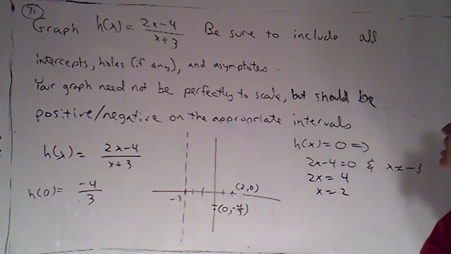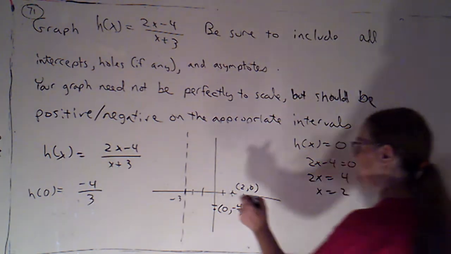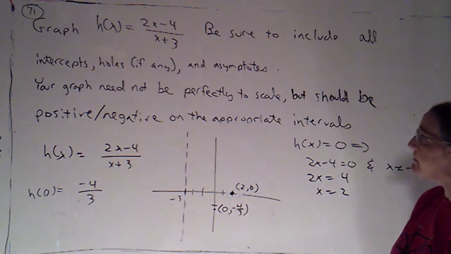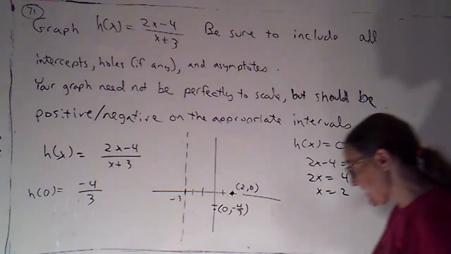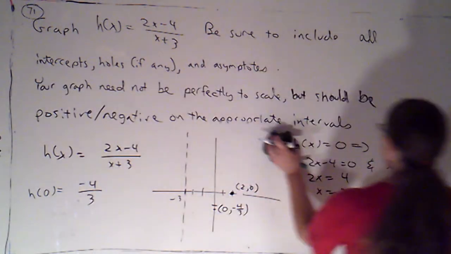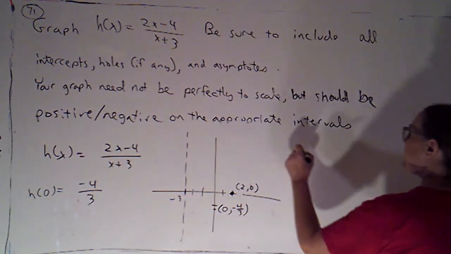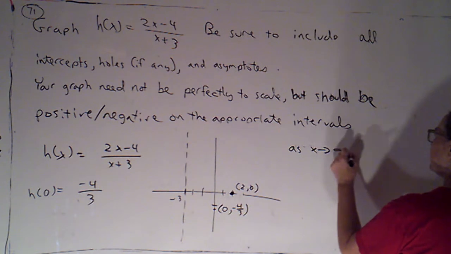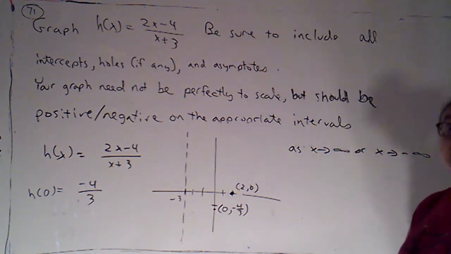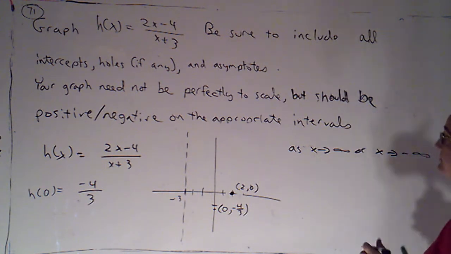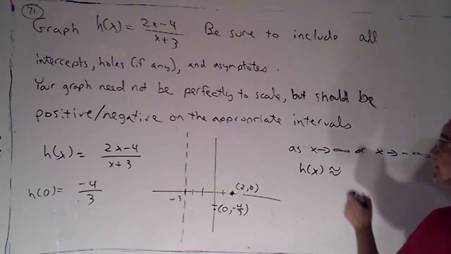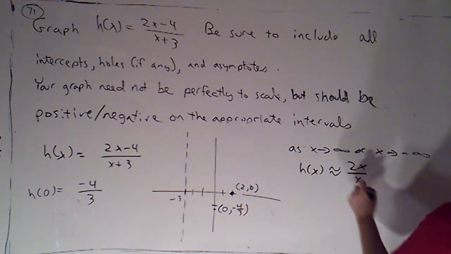Okay. So, let's see, we've got our vertical asymptote, we've got our intercepts. Let's check the end behavior. So I know that as x goes to infinity or x goes to negative infinity, and again, another way of saying that is just that the absolute value is going off to infinity, h of x is going to behave approximately like the fraction of its lead terms.